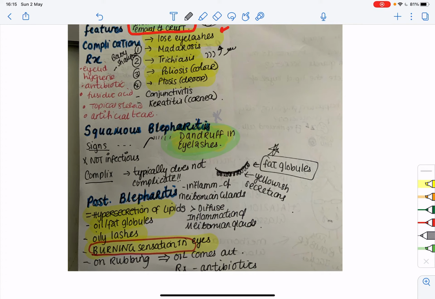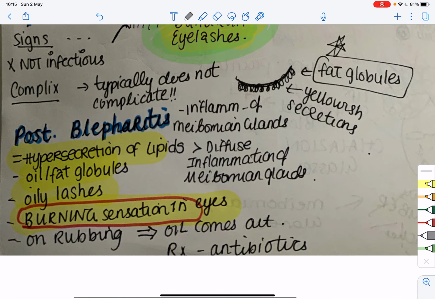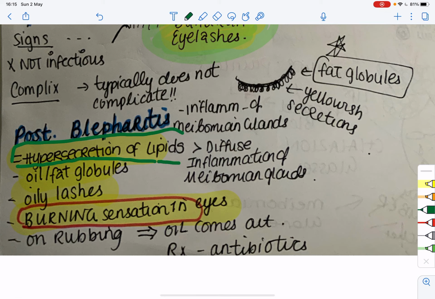And finally, just to end off once again, posterior blepharitis. What is happening in posterior blepharitis? Are we having dysfunction of the glands so much that they reduce their oil secretion? No. You actually have hypersecretion of your lipids. You have presence of oil or fat globules. You have oily lashes, and you also have a burning sensation in the eyes with posterior blepharitis. And upon rubbing, oil will come out.